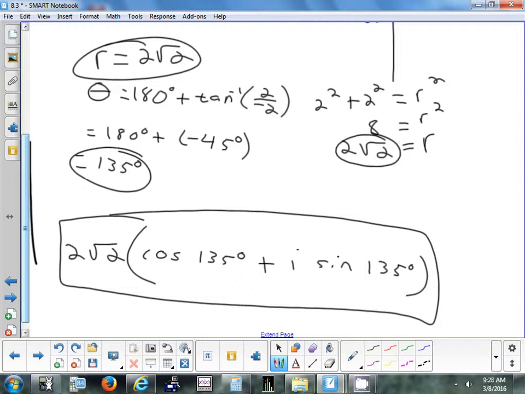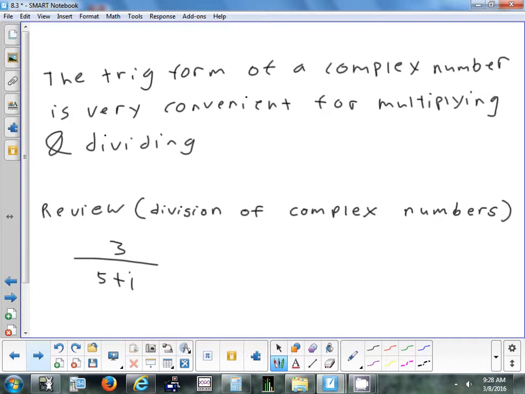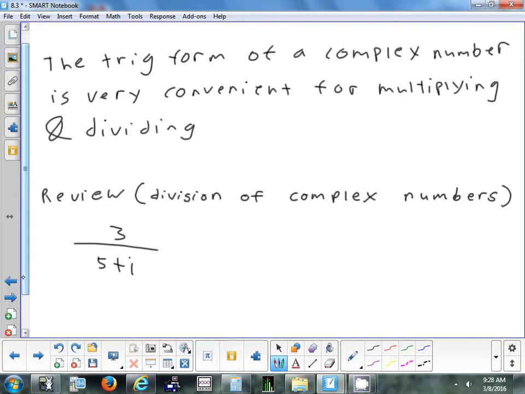Good. Any questions on that? So it's not really anything new. We're using inverse tangent. We've done that. Pythagorean theorem, we've done that a lot. It's just how we're writing our answer. The reason why we're going to use trig form is it provides a quick way to multiply and divide.